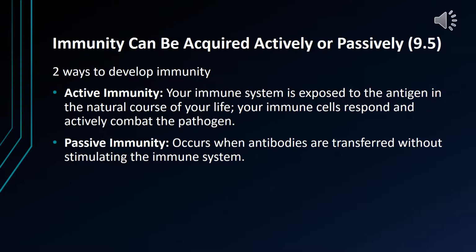Section 9.5, immunity can be acquired either actively or passively. So there are two ways to develop immunity. You can develop it through active immunity, which is where your immune system is actually made to respond to an antigen at some time during your life. And here your immune system will need to actively combat and successfully destroy the pathogen. And then there's passive immunity, which occurs when antibodies are transferred to the body without having to stimulate the immune system.